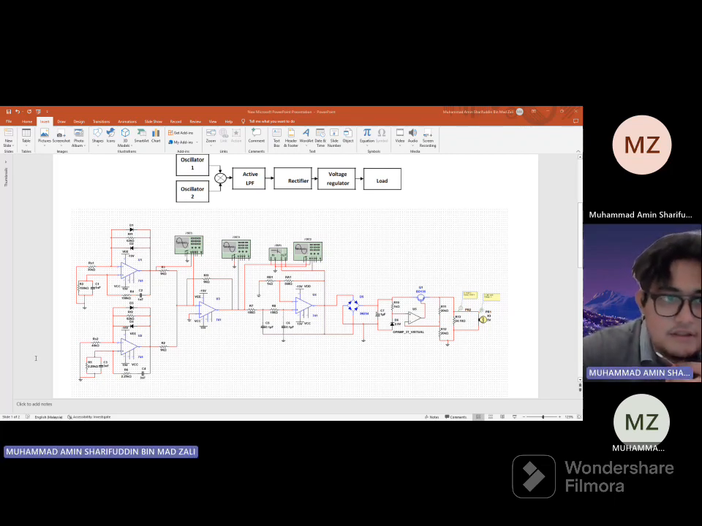Then I will talk about the conclusion of this project. In conclusion, our project successfully implemented the circuit according to the given specification. Through the process, we gained valuable knowledge and experience in constructing the circuit and performing the necessary calculations for each component, including the oscillator, active low-pass filter, rectifier, voltage regulator, and load. We now have a comprehensive understanding of the function and operation of each block within the circuit.